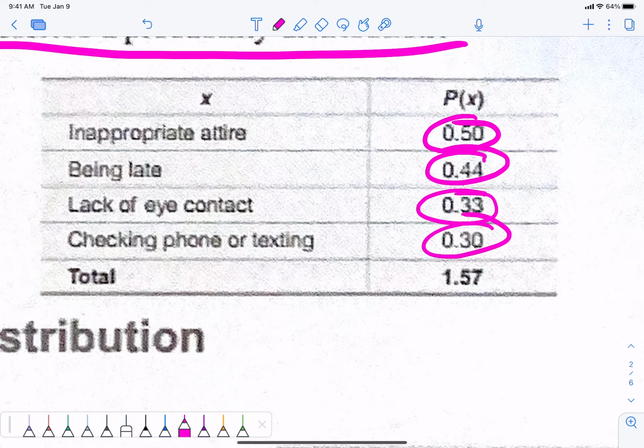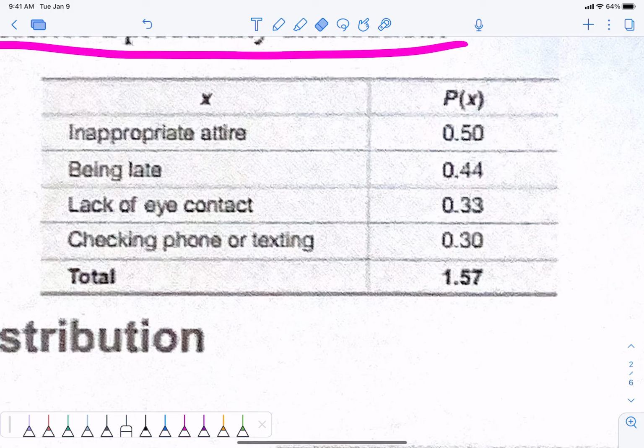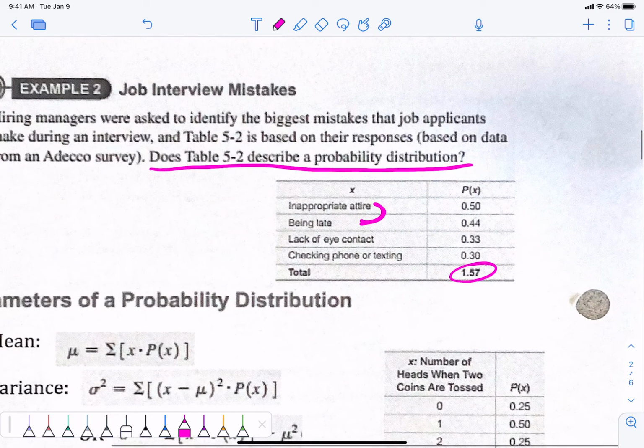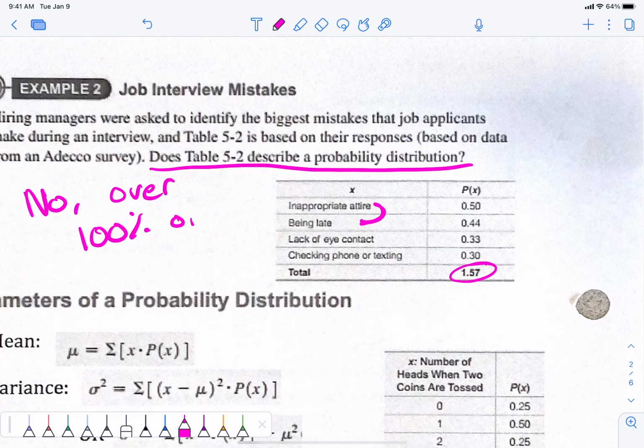These things. Is this a probability distribution? Does this resemble a probability distribution? No. How come? Over 100. Look at this, 157%. No. What's probably happening is these people weren't hired because they were doing 2 of these things at one time, right? Like they're counting 2 categories in one. So maybe somebody was late and they weren't wearing the appropriate thing, right? So they're not accommodating for the double reasons, right? So no, this is not a probability distribution. No. Over 100% or 1 as a decimal.